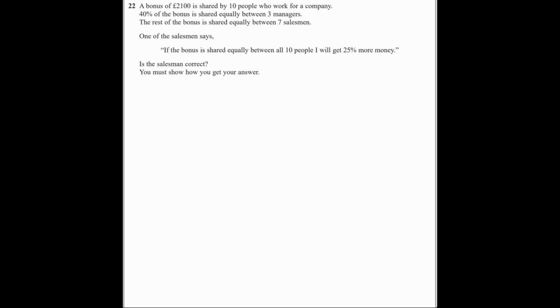A little bit of work involved in this one, but it is a 5-mark question, so well worth the effort. Let's have a look at who is getting what. We've got a bonus of £2,100. Now we know that 40% of it is going to the managers. So if we want to find 40%, we would multiply it by 40 and divide by 100. Or the other way around, 2,100 divided by 100 times 40. That gives us 40%. In this case, that comes to £840.